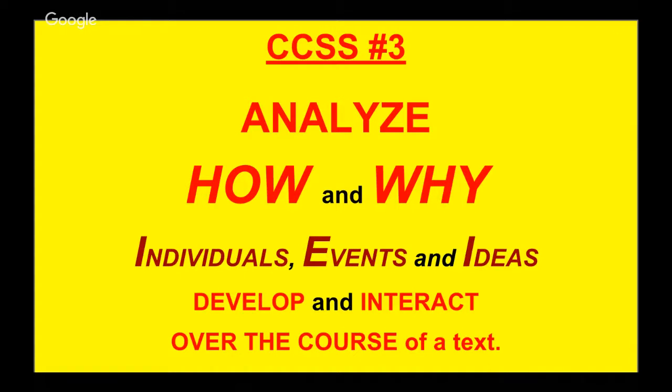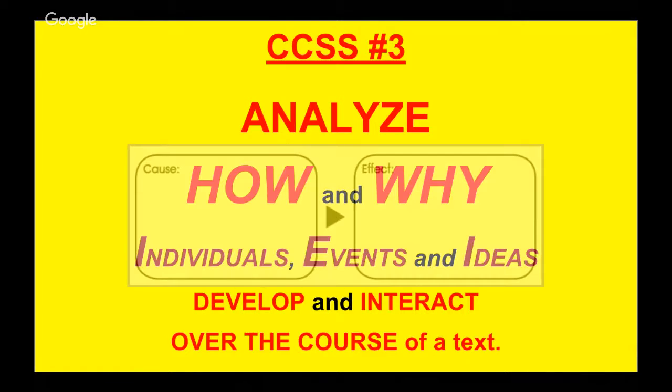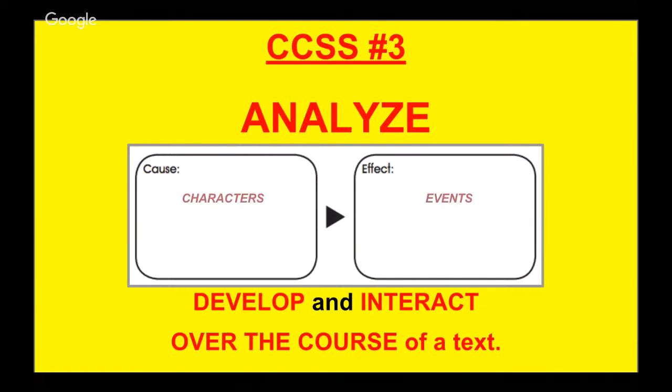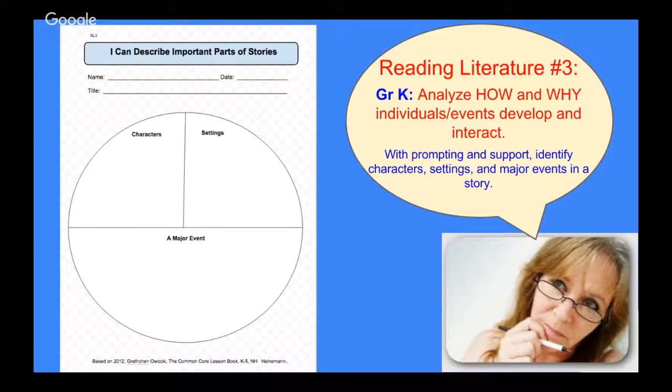So in a nutshell, Standard 3 says analyze how and why individuals, events, and ideas develop and interact over the course of a text. It's basically a lot of cause-effect, right? So how does this character cause these events? How does one individual affect another individual? And how does one event affect another event? The last two are more in your reading informational text. Characters and events is more reading literature.